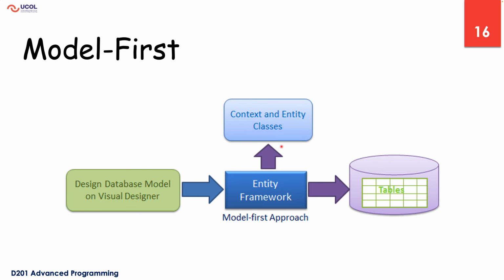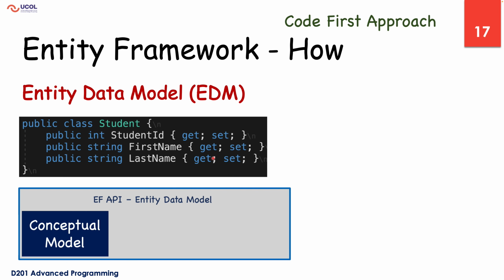And the third approach is that we have the visual designer within Visual Studio, and then we can design the database model using graphic tools, and that will automatically generate the classes, and it will automatically generate the database and the tables inside it. So that is the third way to do database programming within C#. So let's talk about the code first approach.